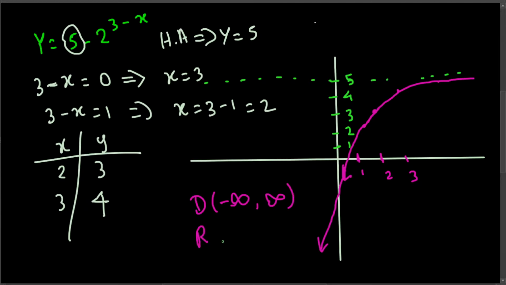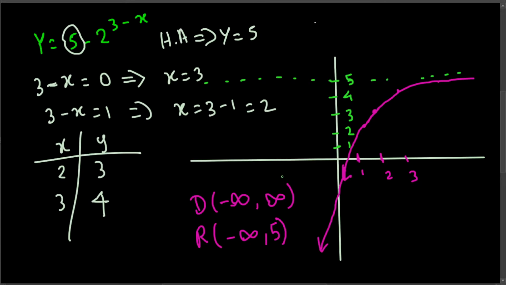What is the range here? Range is what is the lowest value of y value. Here the lowest value of y value it can have is negative infinity. And what's the highest value of y value? That is 5, because 5 is our asymptote and it's at 5 and it never touches 5, so this is going to be a round parenthesis like this.